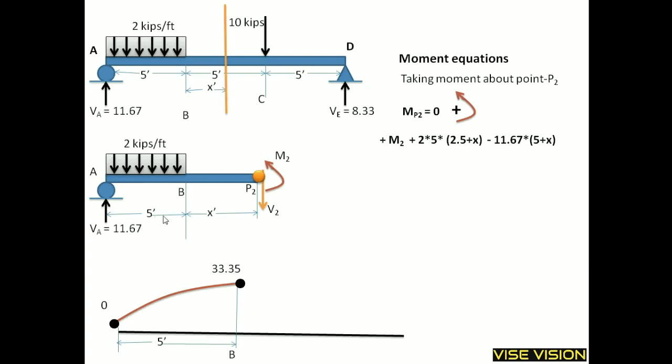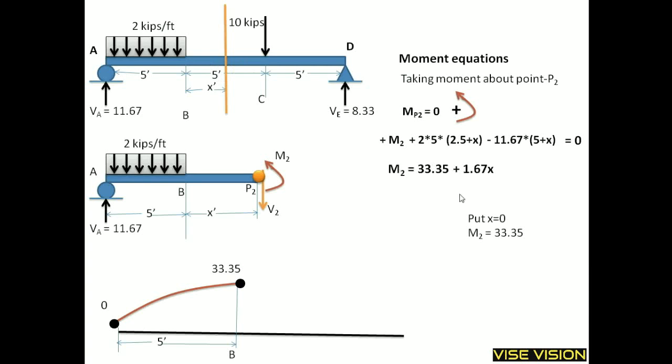5 is this distance and x is this distance. This is the total moment arm of the 11.67 reaction about point P2. Arranging this equation, I will get this final equation for the moment for this region.